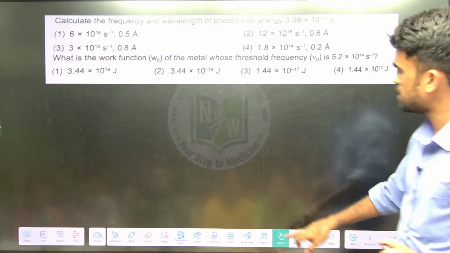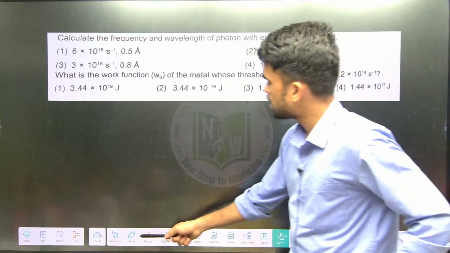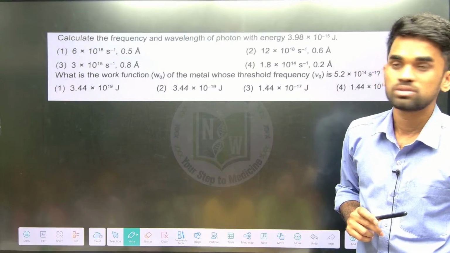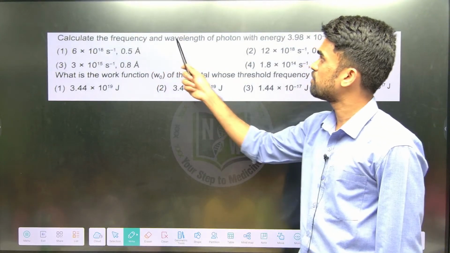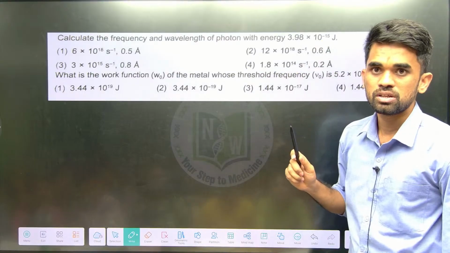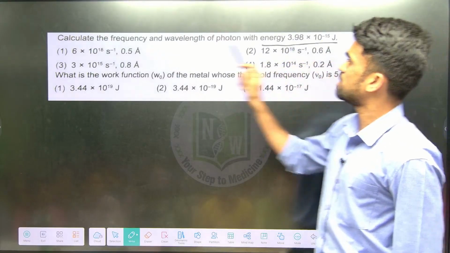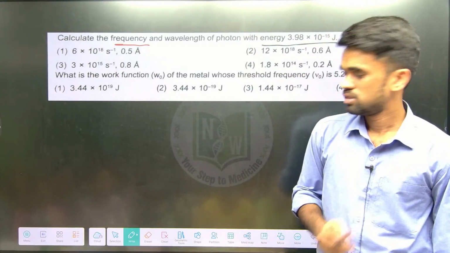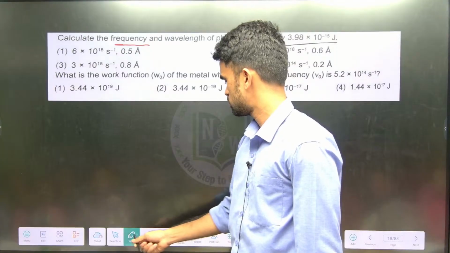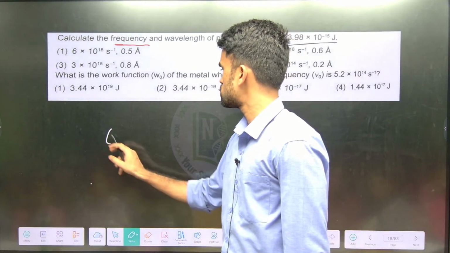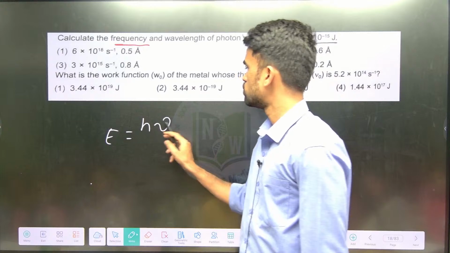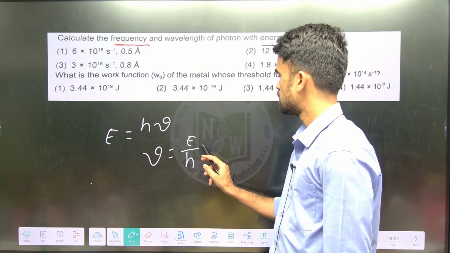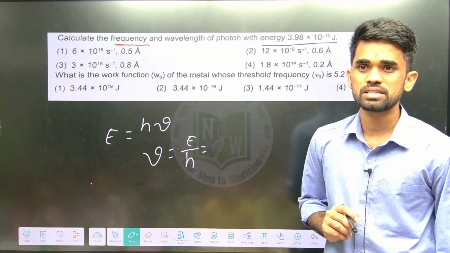See here what they are saying. Calculate the frequency and wavelength of a photon with this much energy. What will you do? Energy is given and they are asking us to calculate. What is the relation between them? E equals h nu. What are they asking us? Frequency. So what will we do? E by h. So now try to do that. Finish it fast.